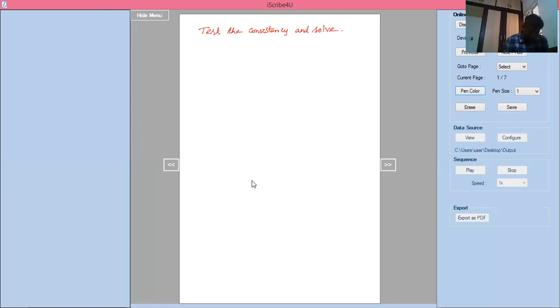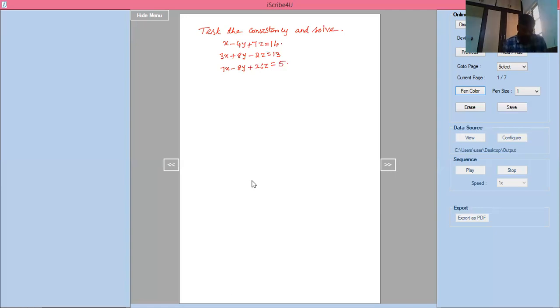x minus 4y plus 7z equal to 14, 3x plus 8y minus 2z equal to 13, 7x minus 8y plus 26z equal to 5.